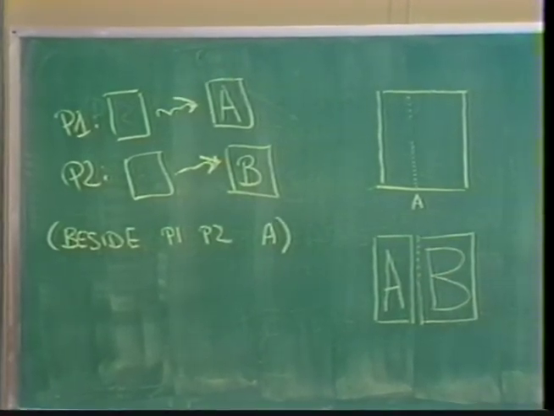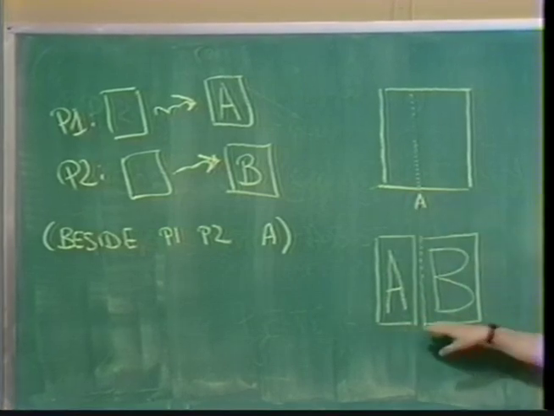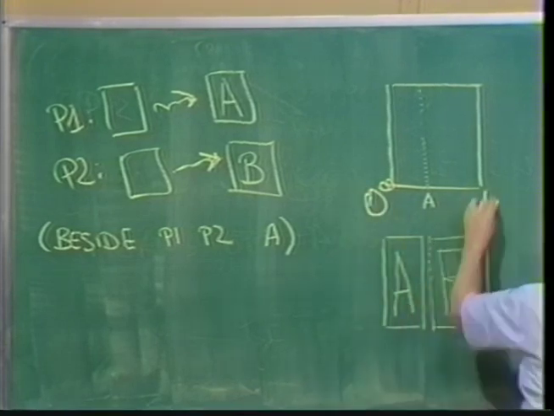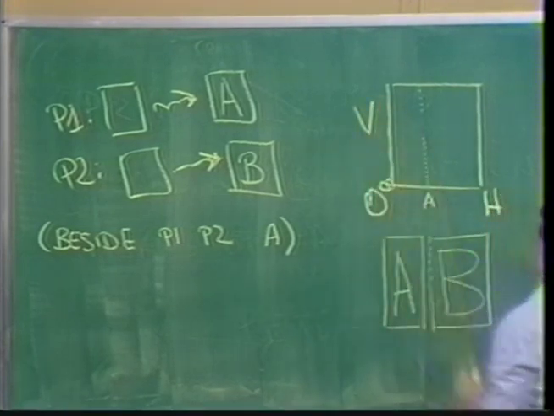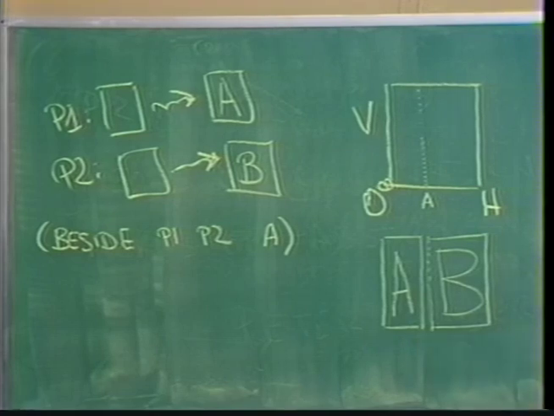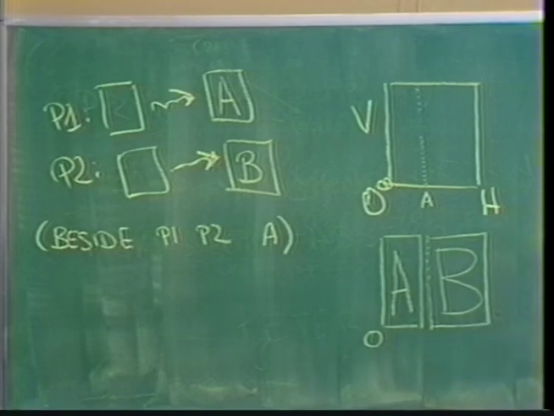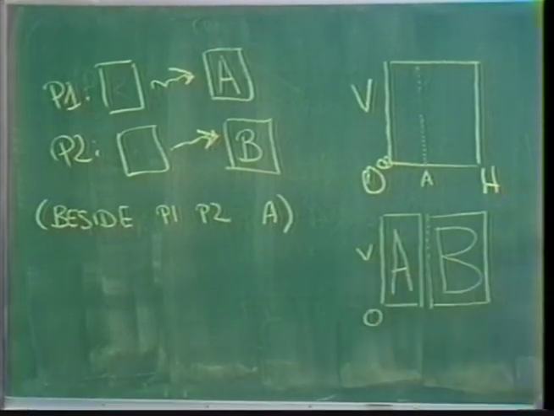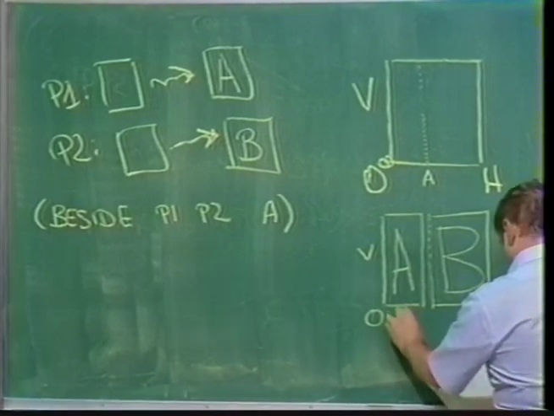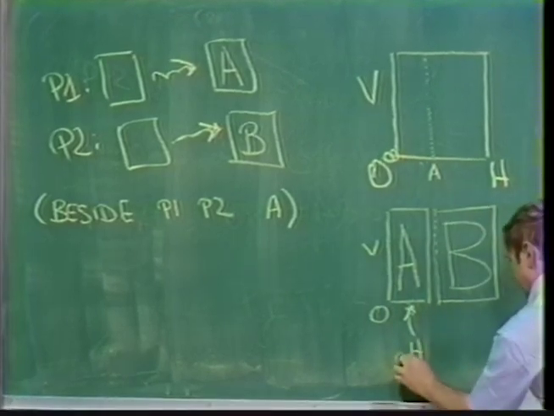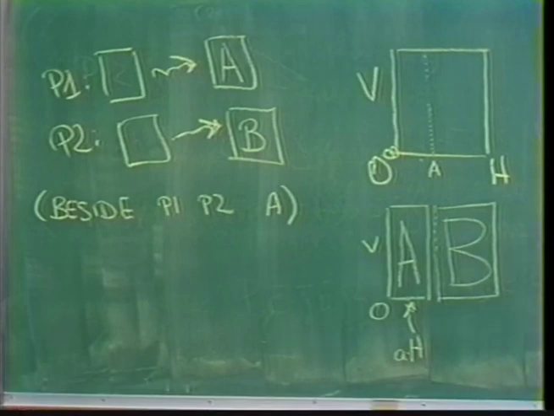The only computation it has to do is figure out what these rectangles are. Remember, a rectangle is specified by an origin and a horizontal vector and a vertical vector, so it's got to figure out what these things are. So for this first rectangle, the origin turns out to be the origin of the original rectangle. And the vertical vector is the same as the vertical vector of the original rectangle. The horizontal vector is the horizontal vector of the original rectangle scaled by A. And that's the first rectangle.